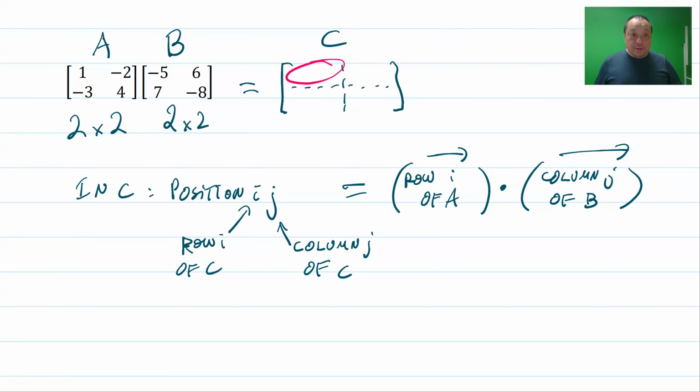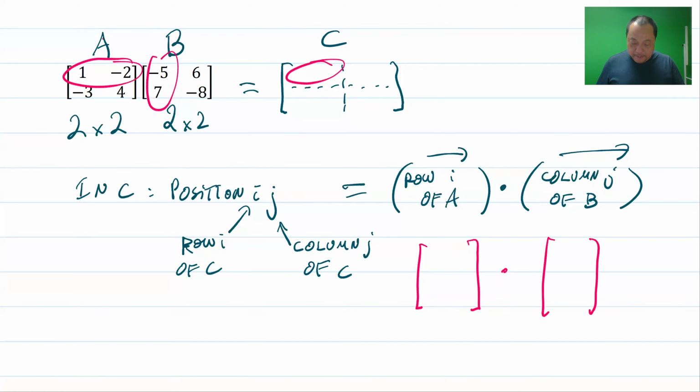Let's take this position. It's the first row, first column of matrix C. So I'm going to take the first row of matrix A, dot with the first column of matrix B. Be careful now. First row of matrix A, dot with first column of matrix B. First column of matrix B is negative 5, 7.